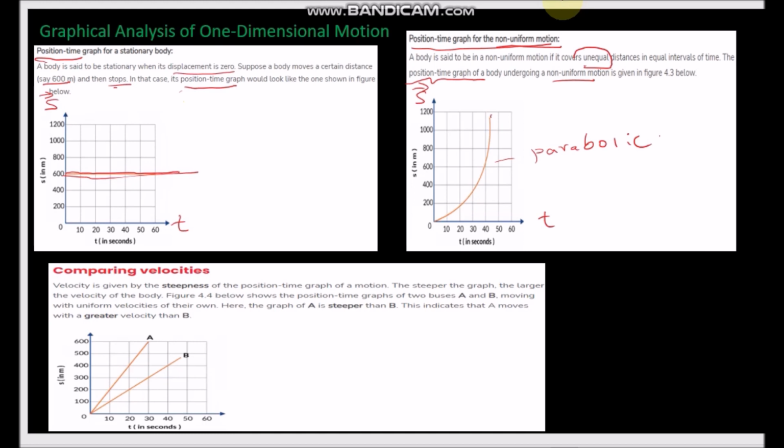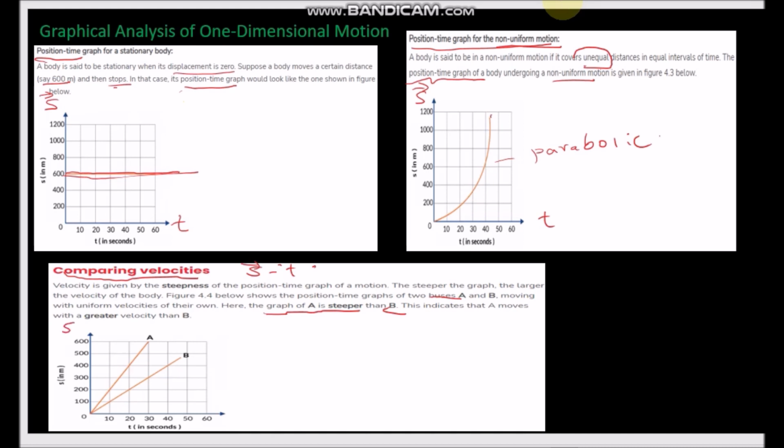Let's see again the velocities by looking at the displacement time graph. The velocity is given by the steepness of the position time graph of the motion. The steeper the graph, the larger the velocity of the body. The figure below shows the position time graph of two buses, bus A and bus B, with uniform velocities of their own. Here the graph A is steeper than graph B. This indicates that A moves with a greater velocity than B.